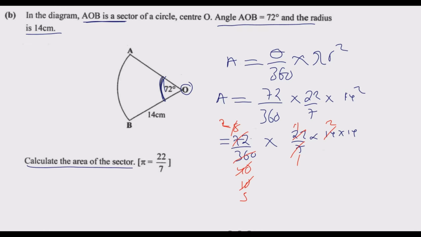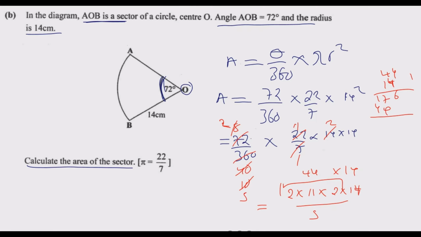Then what we end up with is 2 multiplied by 11 multiplied by 2 multiplied by 14 over 5. When you multiply 2 by 11 that is 22, times 2, this whole thing gives me 44 multiplied by 14. So if I come here, I do 44 multiplied by 14. What do I get? 4 times 4 is 16, write 6, then carry 1. Then 4 times 4 is 16, plus 1, we have 17. Then 1 times 4 is 4, 1 times 4 is 4. Then I get 6, then 11, then plus 5, which is 16. So now 616, I divide it by 5.